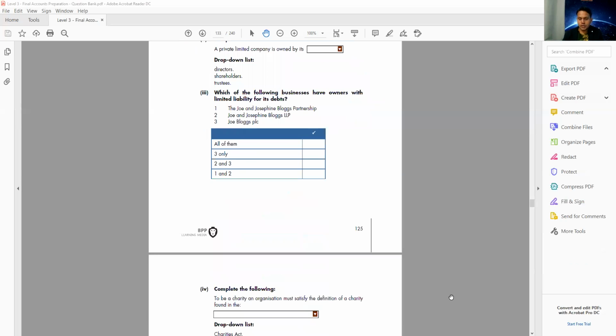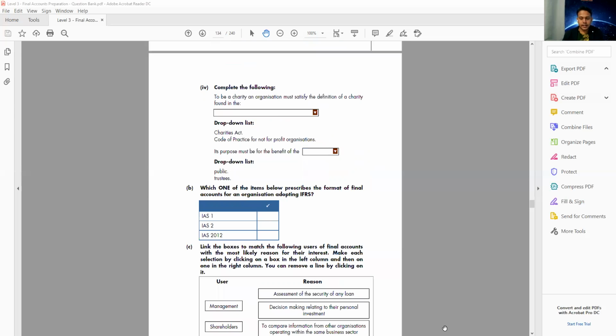The next one we have here: which of the following businesses have owners with limited liability? So in which businesses do the owners have limited liability? Not the partnership, of course. This LLP, limited liability partnership, and PLC, public limited company. So if it is limited, then it's limited. So it's 2 and 3. Very good. This one. All right, so let's move on to the next one.